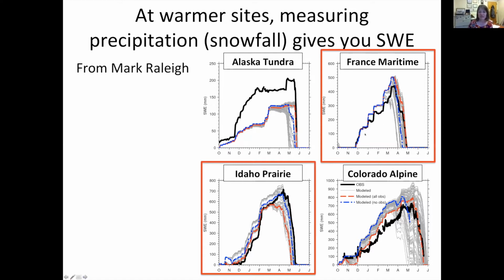So at the warmer sites, and here I've circled the France maritime site as well as the Idaho prairie site, where we measured precipitation, the gray lines indicate the entire ensemble. The red line indicates how the model worked if we used every locally measured observation we could get our hands on. And then the blue line actually just used temperature measurements to estimate all the rest of the atmospheric variables. And in these two sites, with measured precipitation, we weren't that far off.